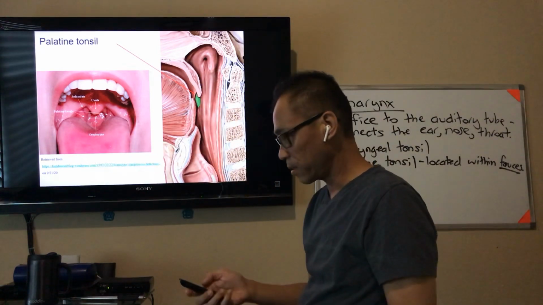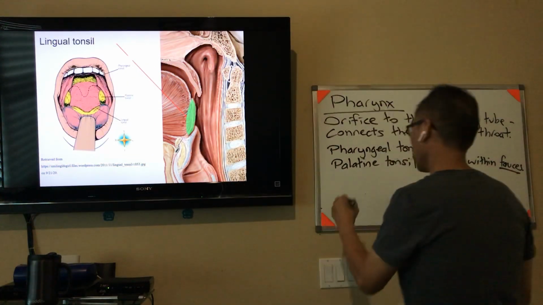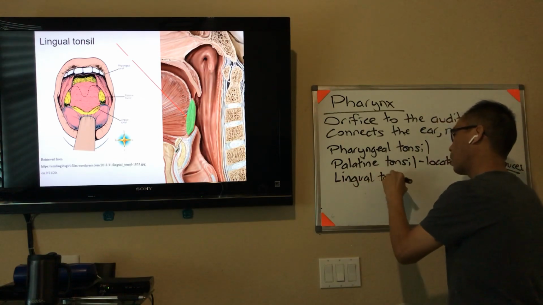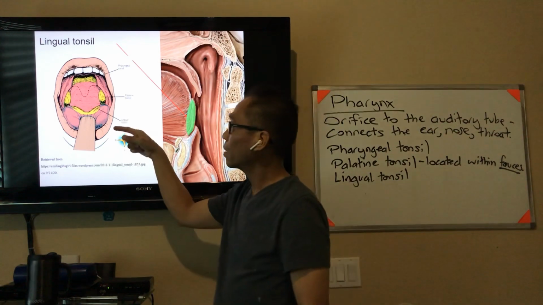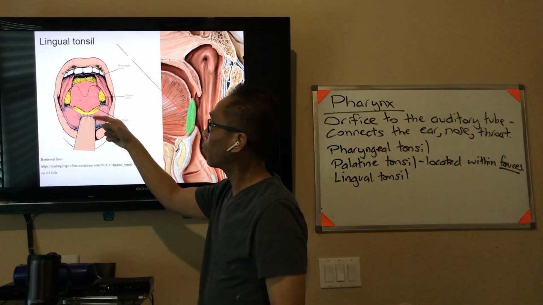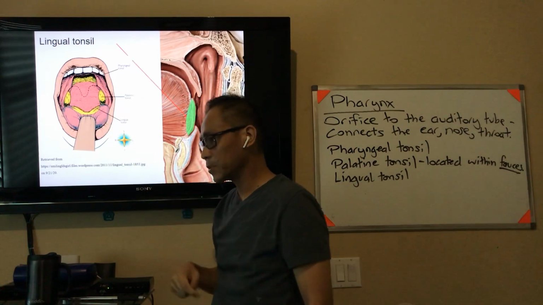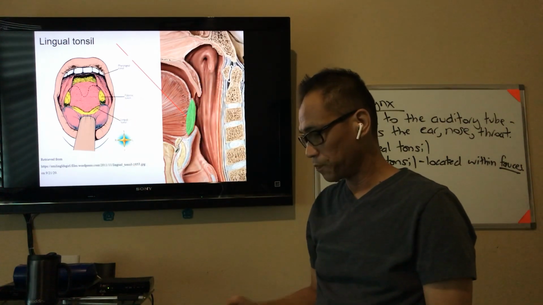Well, anyways, moving on. You also have the lingual tonsil highlighted in green. Now in the picture there, lingual, pharyngeal, palatal tonsils are all highlighted in yellow in that illustration. Okay.